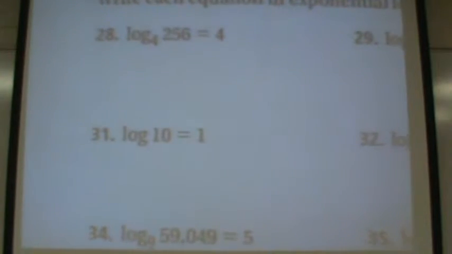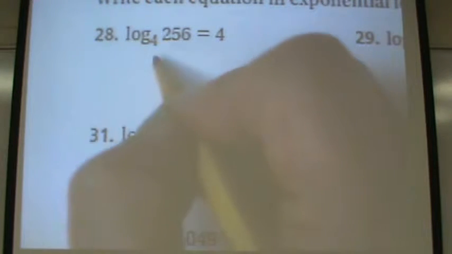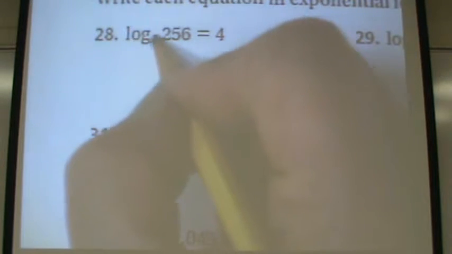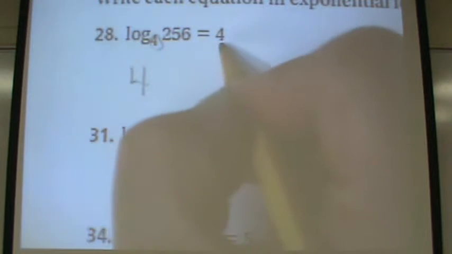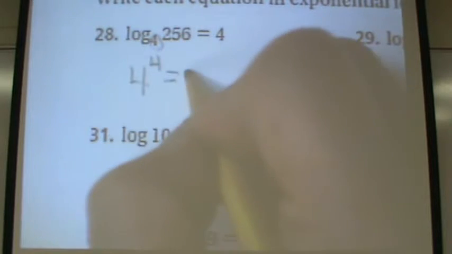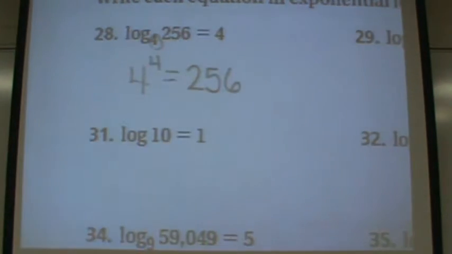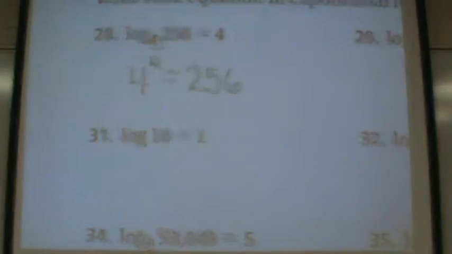Now we're gonna go from log to what? Exponential. So remember the small number is the big number, the base. So you're gonna do 4 raised to the 4th power is 256, and it should make sense. 4 multiplied 4 times is 256.